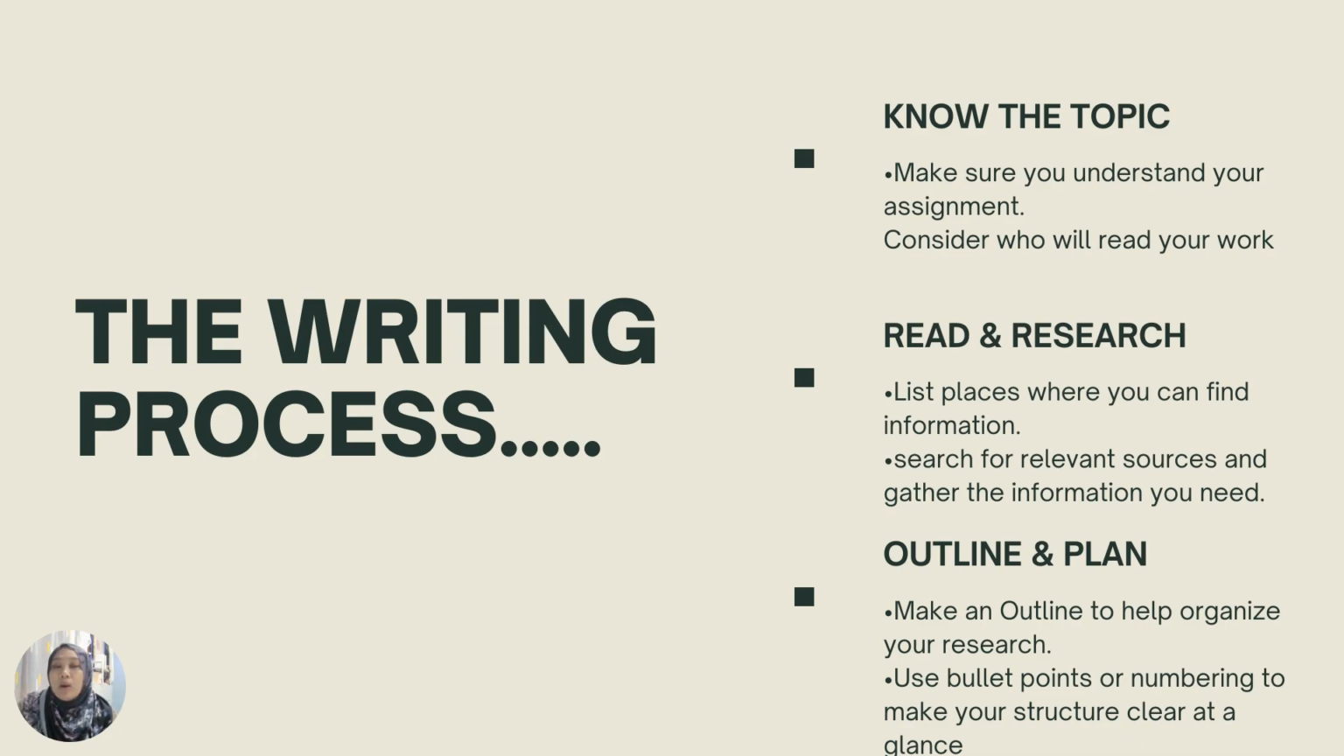For example, you list places where you can find the information, you search for relevant sources, and you gather the information that you need. Right? So after you have done the research, what you need to do is the outline. Also, you need to plan the organization of your writing. For example, here you are going to make an outline to organize your research, and you can use bullet points or numbering to make your structure clear at a glance. So it will help you in outlining and planning your writing, right?